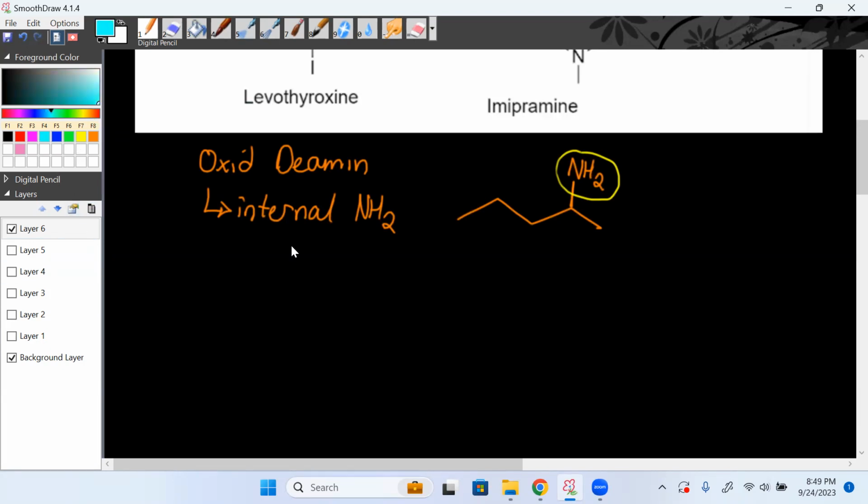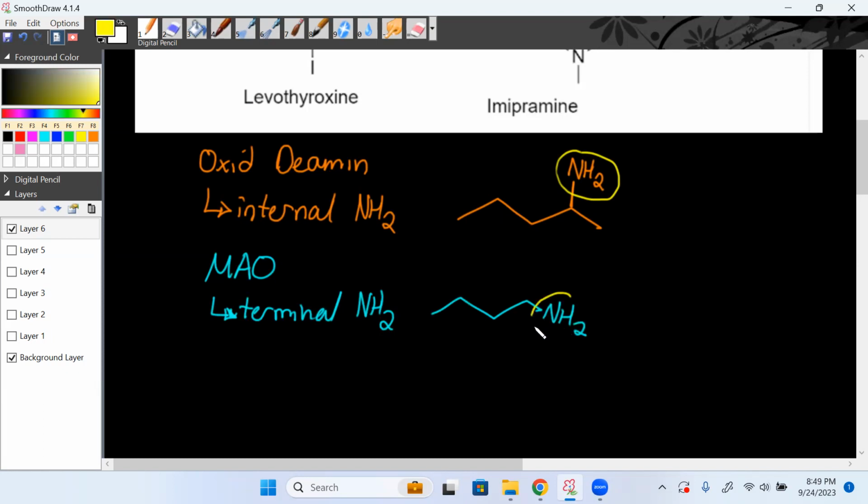The comparison to this would be MAO, which requires a terminal NH2. And I think I talked about this wrong last night. So if someone who was here last night can just fact check me real quick, so I know I'm not saying the wrong thing again. Okay, we're good. So MAO, terminal NH2.